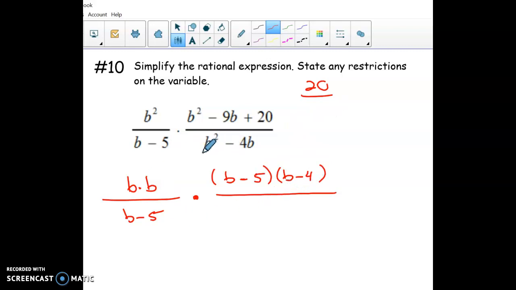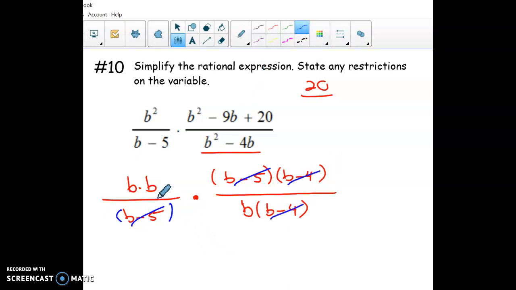And then here we want to factor out a GCF. They both have b in common, so I'm going to pull a b to the front. We can see if it factors anymore, but really that's all that's going to factor. Okay, and now I'm going to cancel. Obviously we have b minus 5s that cancel. We have b minus 4s that cancel.